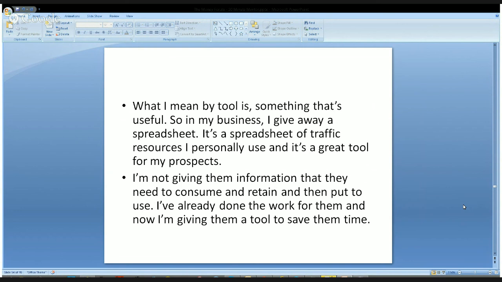If I'm not giving them information that they need to consume or retain, they don't have to learn anything. They don't have to do anything. It's not a 300-page ebook they've got to read before they can start doing something. It's something that is there and they can use straight away. I've already done the work for them, and now I'm giving them a tool to save them time. Make sense?